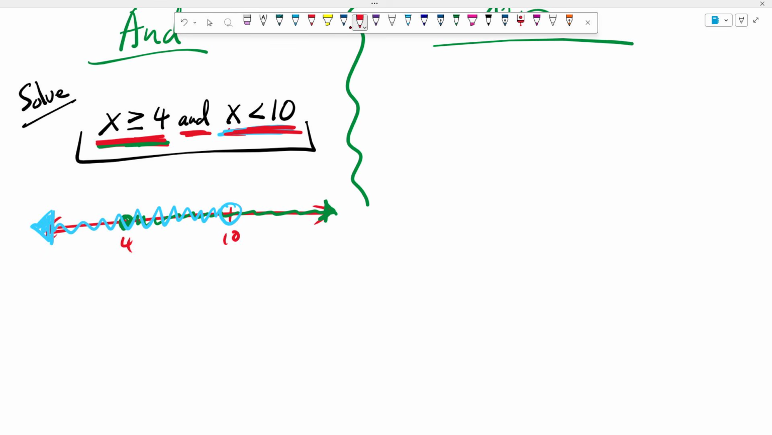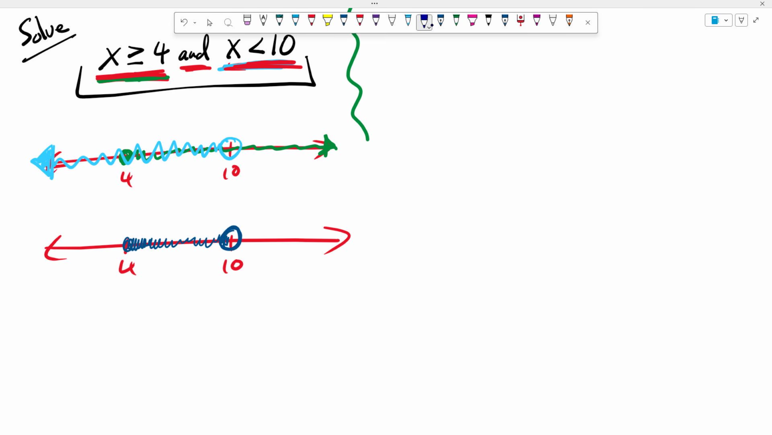So what on the graph is going to be a solution? Whatever is in both green and blue. Okay, so the numbers that are in both green and blue, is 4 in both colors? Yes. And then everything here, what about 10? Is 10 in both colors? No, because of the open circle there. Okay. So this is the solution set to that compound AND inequality.